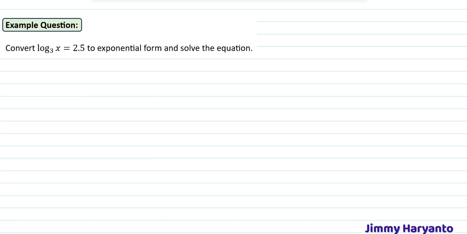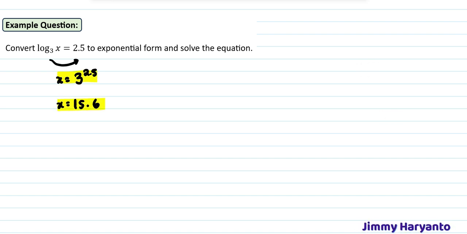The next one is log_3 x equals 2.5 into exponential form. It is the same. You only have to move the log 3 to the right hand side. You'll have 3 to the power of 2.5. Then let's solve it using the calculator. It is 15.6 in 3 s.f. So this is the solution, and this one is the conversion.